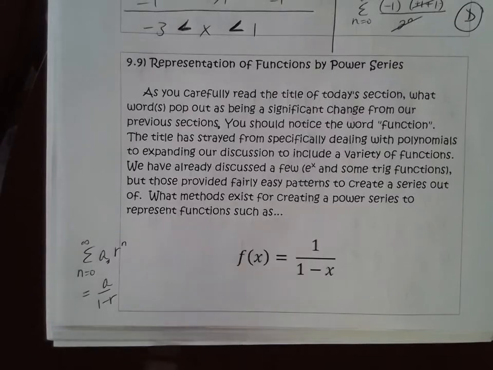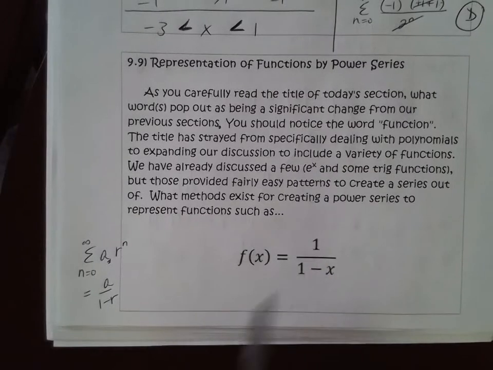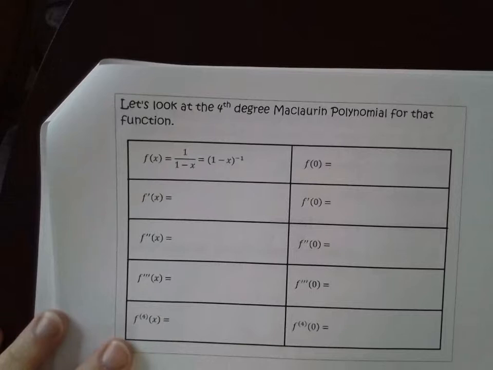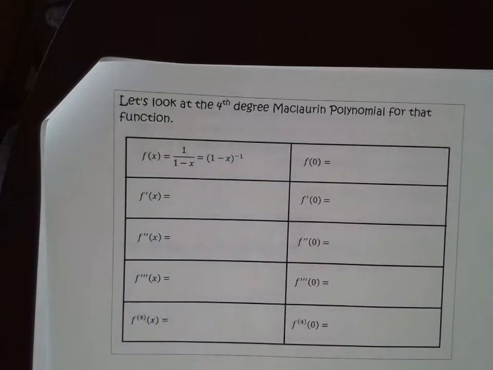What methods exist for creating a power series? Well, again, depending on how long you stare at this, you might not recognize right away that that looks like the sum formula, but we are going to be using geometric series to do this section. So that being said, let's look at the fourth degree Maclaurin polynomial. You remember that a fourth degree Maclaurin polynomial requires 4 derivatives, and each of those is going to be evaluated at 0.